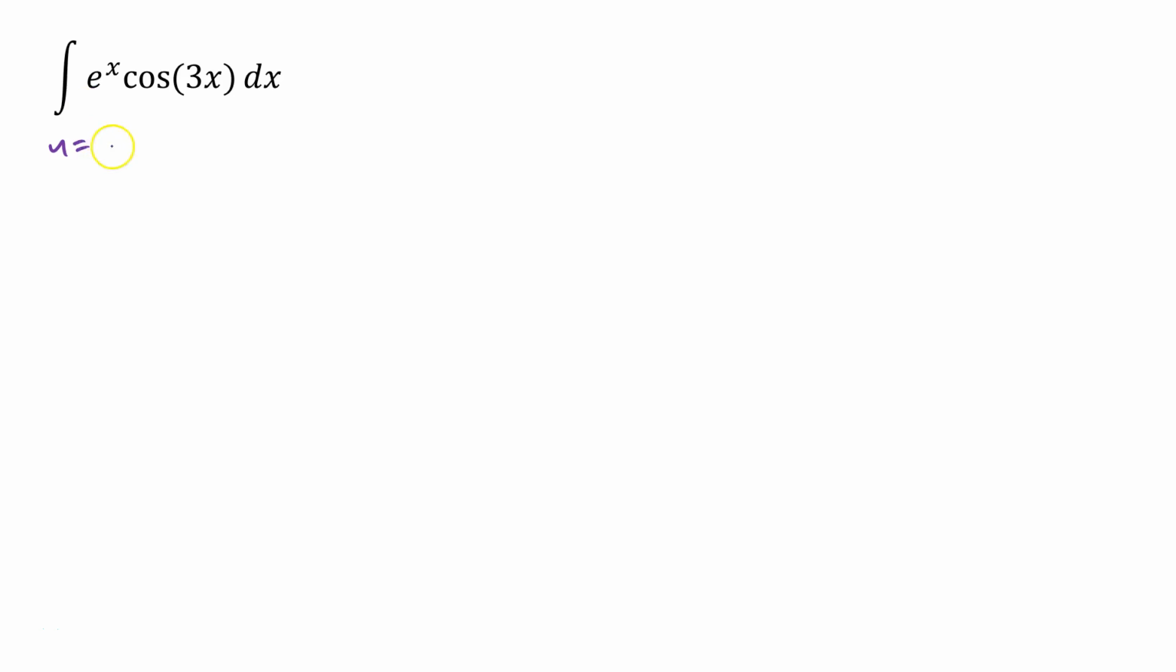e to the x, of course. And we're going to make, so du is just e to the x dx. That's nice and simple. So then dv is going to be cosine of 3x dx.